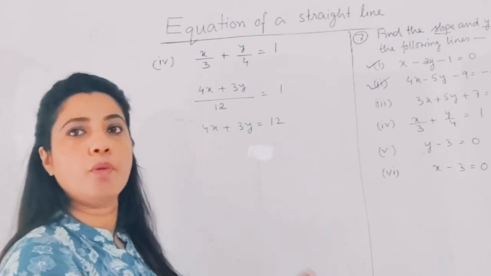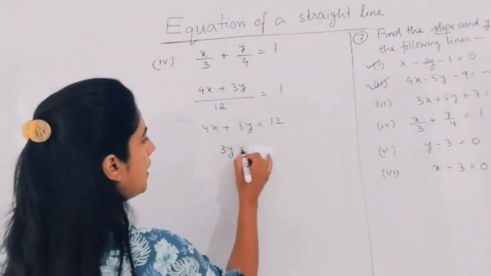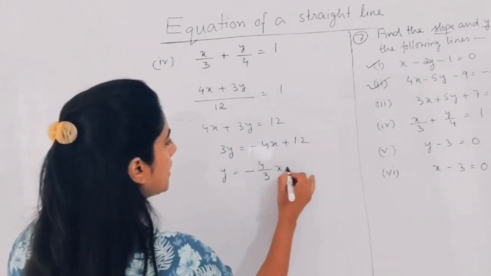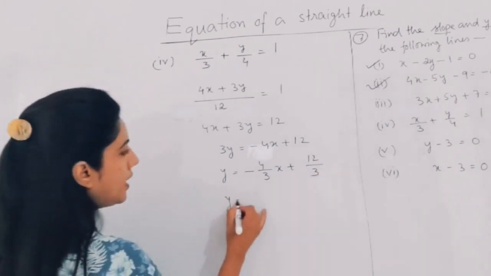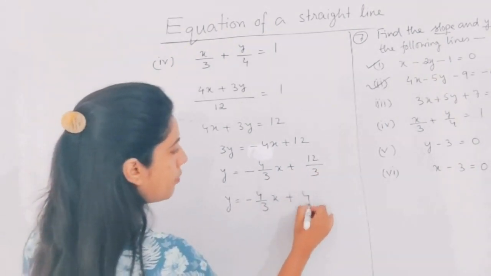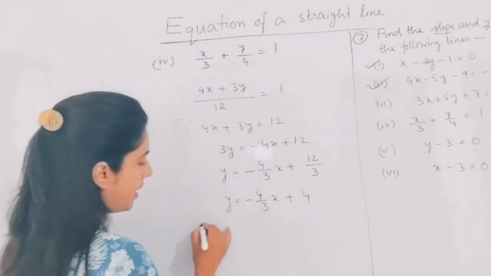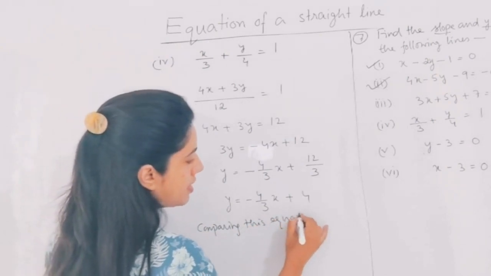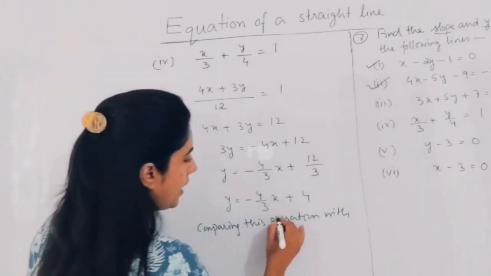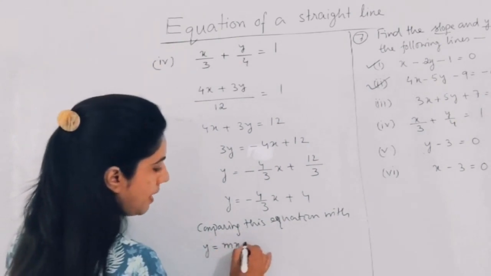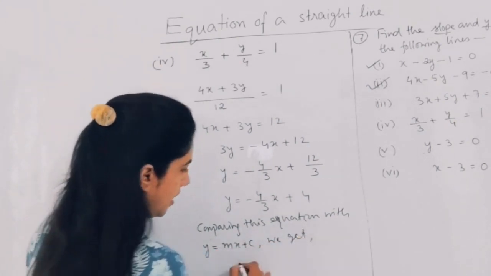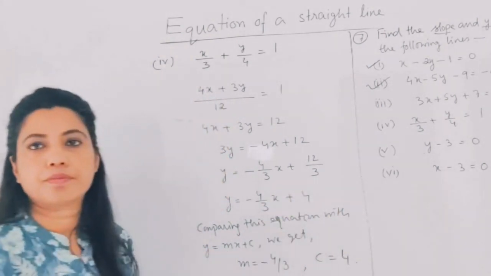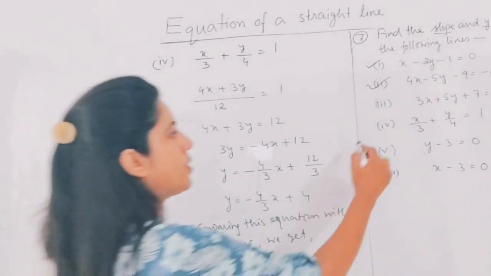Now you convert it in the form of y is equal to mx plus c. So 3y is minus 4x plus 12. Y is minus 4 by 3x plus 12 by 3. Y is minus 4 by 3x plus 4. So now you can compare. Comparing this equation with y is equal to mx plus c, we get m is equal to minus 4 by 3, c is equal to 4. Okay. So the fourth one is also done.